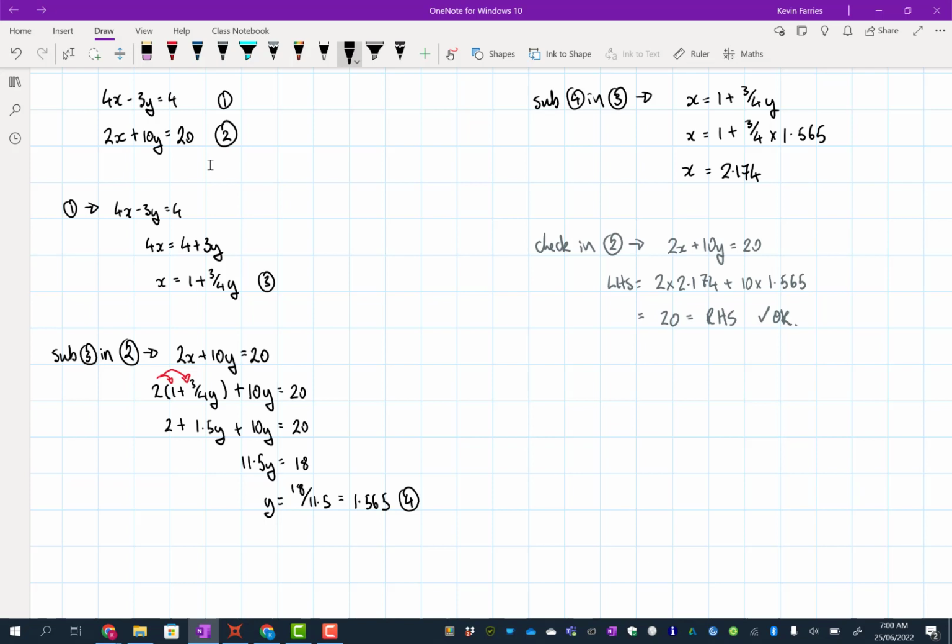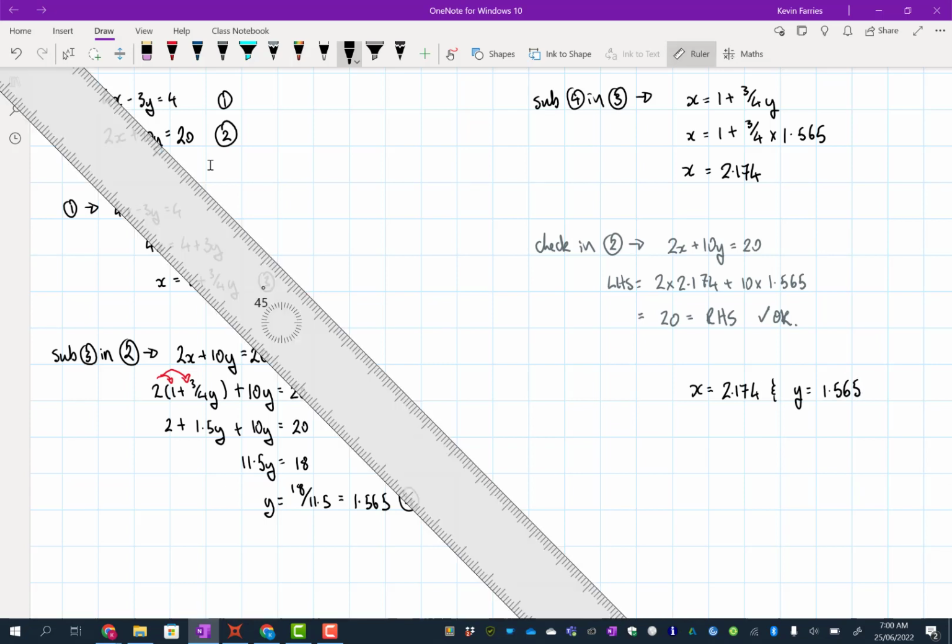So then write out the answer: y equals 1.565. And that's that one done.